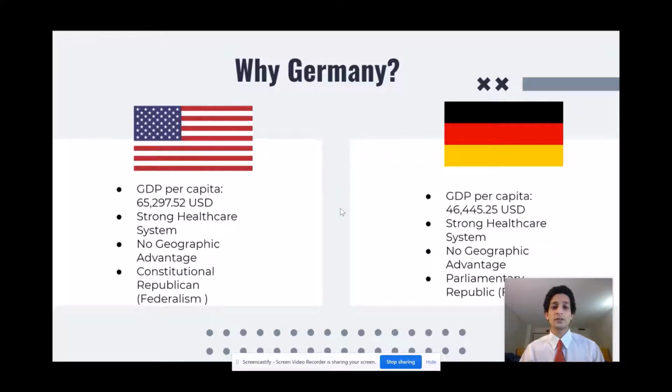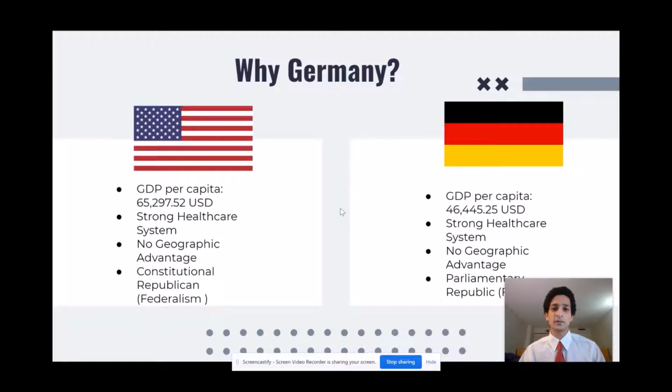First, both the US and Germany are highly developed, high-income nations. Both the US and Germany are known for their strong healthcare systems. Neither the United States nor Germany has any geographic advantage when it comes to dealing with pandemics, unlike countries like Taiwan or New Zealand or Australia, for example.